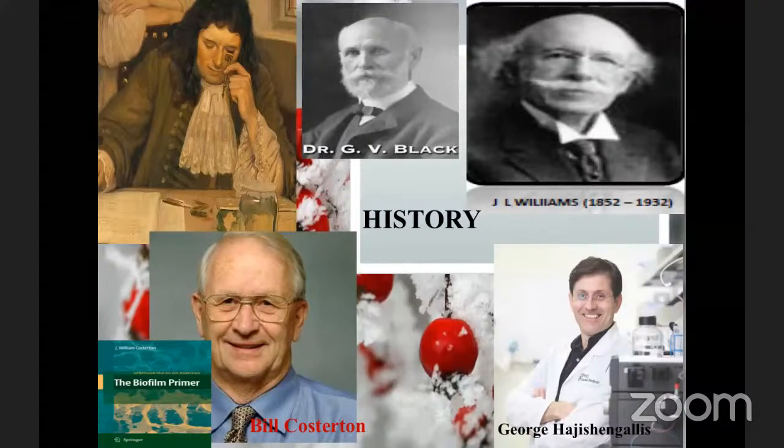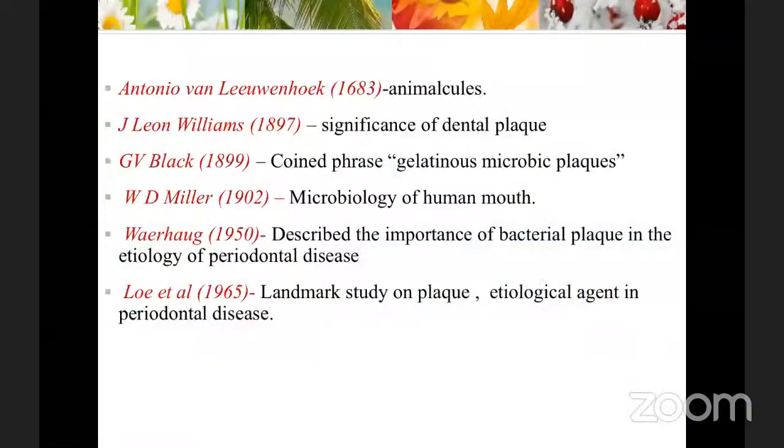And the other scientist I would like to mention is George Hajishengallis. He is the current scientist who gave the theory of keystone pathogens. I would like to mention these keystone pathogens later in my slides. So this is Antony van Leeuwenhoek, who gave the term animalcules.